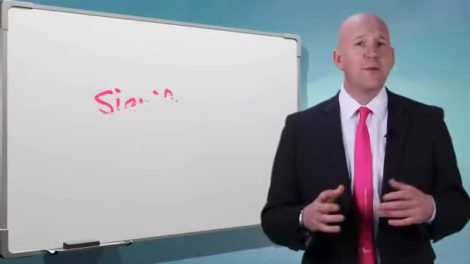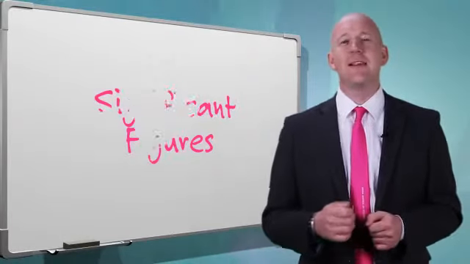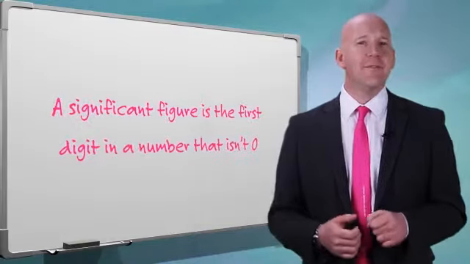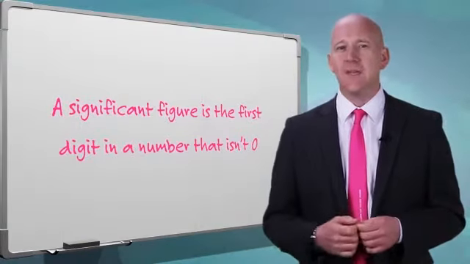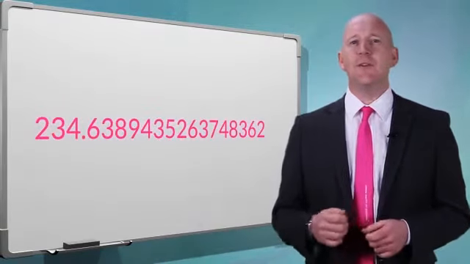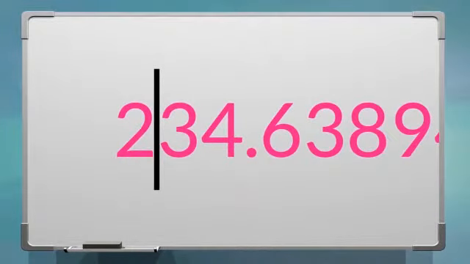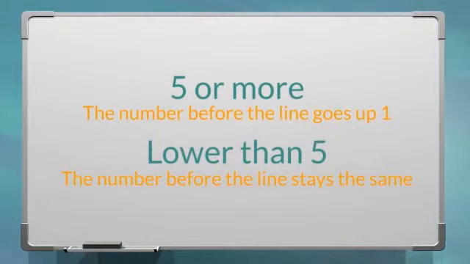On we go. Once you have mastered rounding to decimal places, it is time to turn your attention to rounding to significant figures. A significant figure is the first digit in a number that isn't 0. So, if you're rounding a large number, do the same as you did before: draw a vertical line after the relevant figure in the number, then have a look and see if the digit to the right of the line has an effect on the digit before the line. As before, if this number is 5 or more, the number before the line goes up by 1, and under 5, the number before the line stays the same.